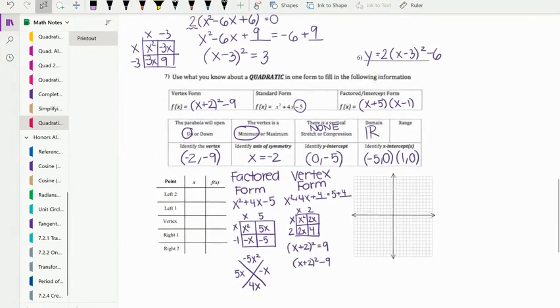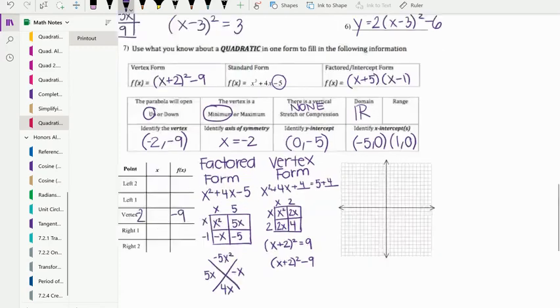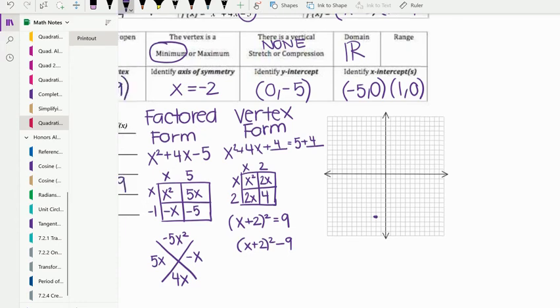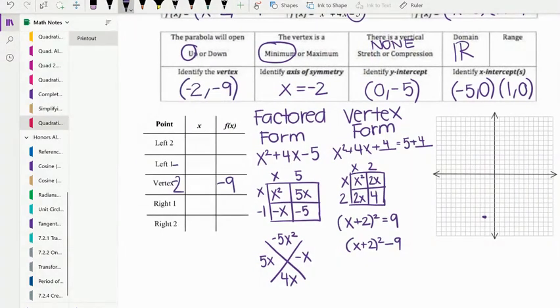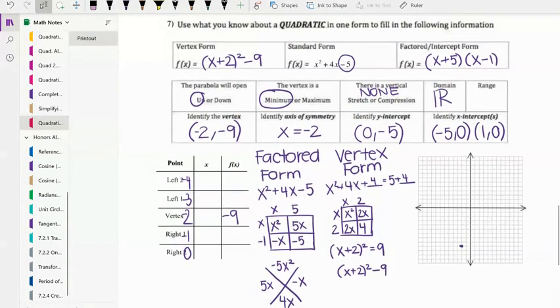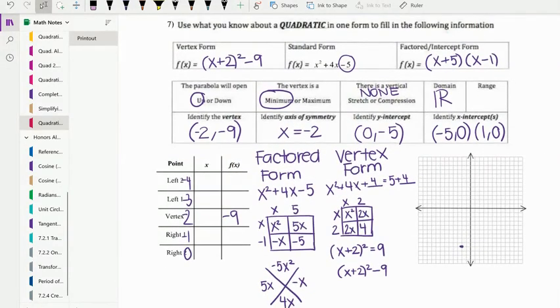Okay, so we already know the vertex is negative 2, negative 9, and I'm going to go ahead and plot that. Okay, from there, we're going to go ahead and pick 2 points to the left, like negative 3 and negative 4, and 2 points to the right, like negative 1 and 0. So I'm going to plug it into factored form just because it seems like it's the easiest, and I'm going to plug in 0 first.